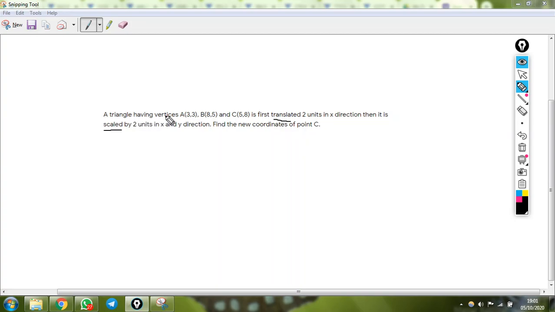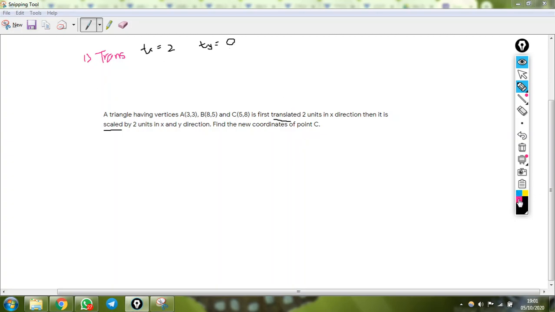A triangle having vertices A(3,3), B(8,5) and C(5,8) is first translated 2 units in the x direction. So the first operation in this is a translation operation. So here you should know what is the value of tx and ty. The value of tx is 2, and what is the value of ty? Can you tell me? The value of ty is equal to 0 as it is not given.